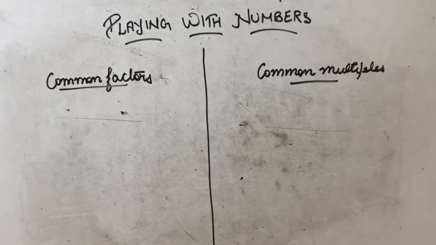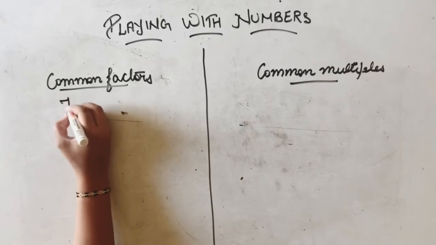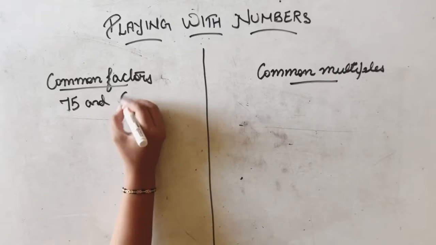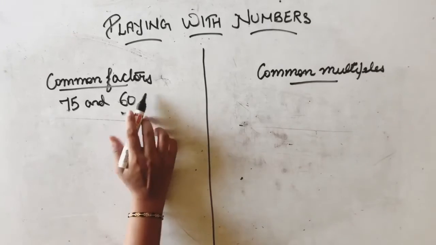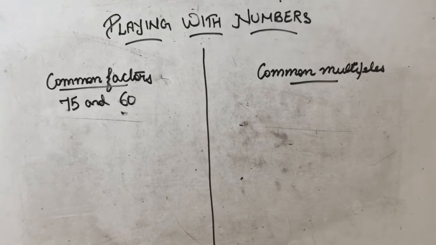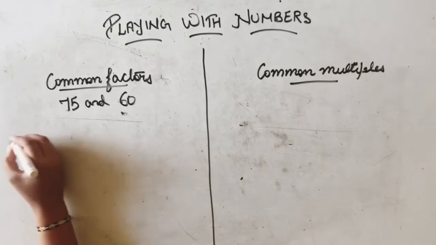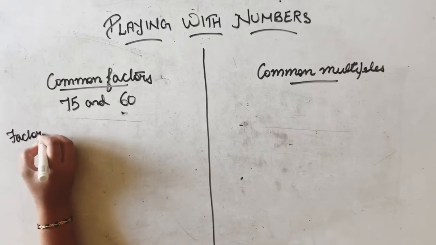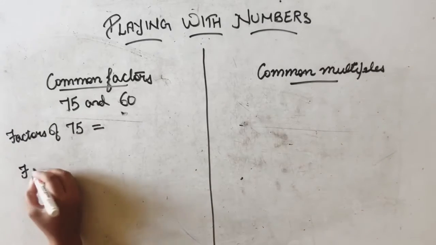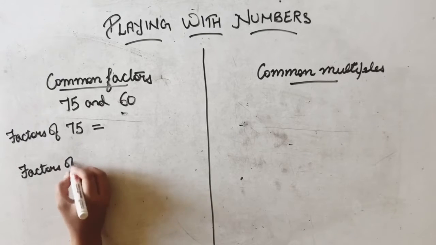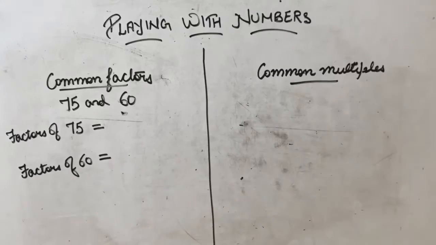So next topic is common factors. Let's say you have to find common factors of 75 and 60. Common मतलब क्या होता है? Same. And factors, you know how to find out the factors of the numbers. So first you will write factors of 75 and then you will write factors of 60, and then you will find what are the common factors of 75 and 60.